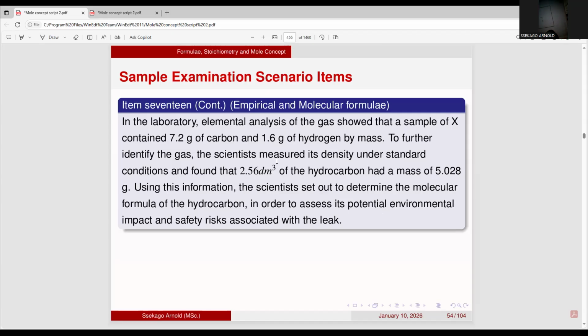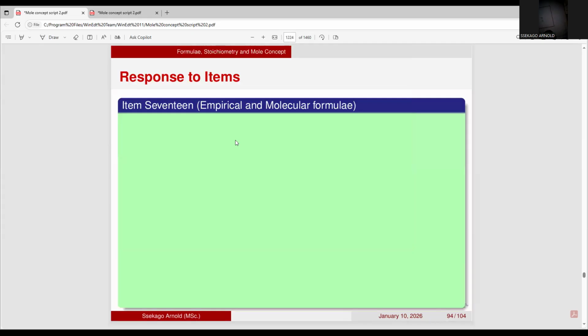Hope you've taken note. This information, 7.2 grams of carbon and 1.6 grams of hydrogen, is going to help us determine the empirical formula. Then 2.56 decimeters cubed occupy 5.028 grams. This will help us determine molecular mass, which we shall use in finding the molecular formula, just as we have seen in the previous items. As a result, we have the following. This is the response to item 17.